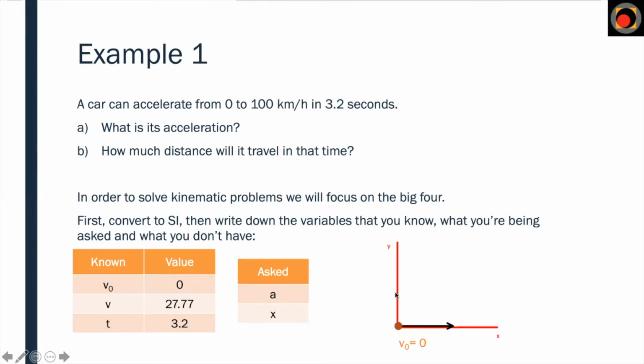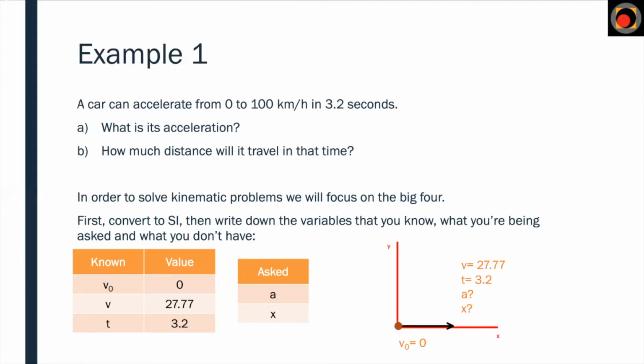XY, our frame of reference, a coordinate plane. Then the particle, this is the dot. The dot can be a car, a person, anything can be it. So this will be the particle that is moving, in this case, the car. We know that it starts at 0 meters per second, so that's why I wrote VO there. And then at the end of the arrow, we get that the final velocity is 27.77. The time it took is 3.2, and we're looking for A and X.